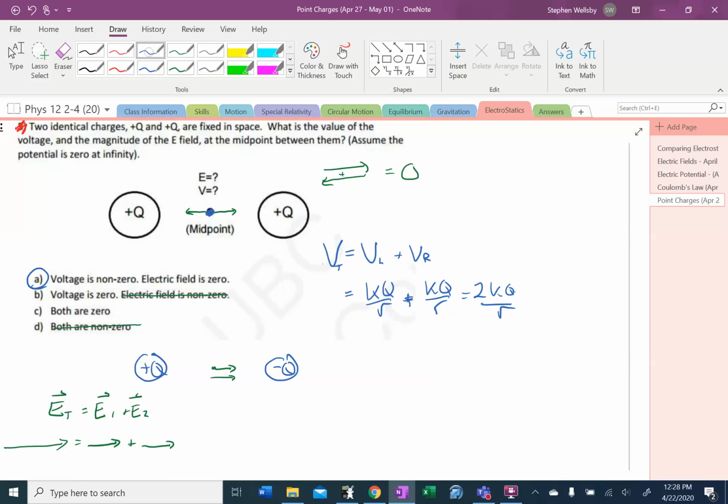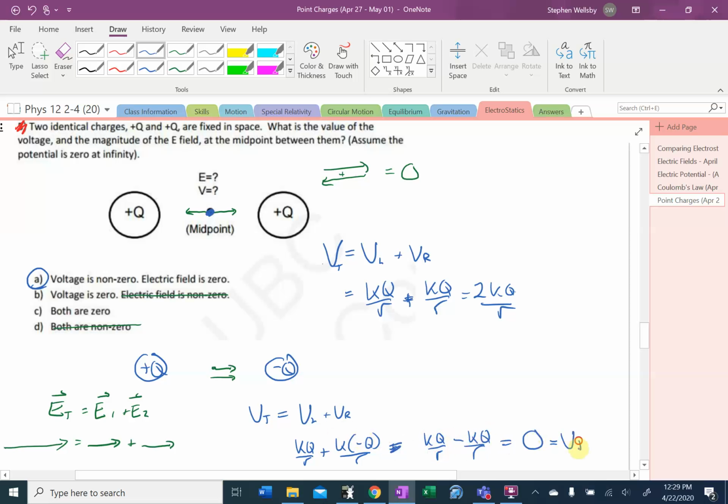What about for potential? Well, for potential, V total is going to be V1 or V left plus V right. This is going to be kq over r, and this is going to be k times negative q over r. Let's add these together. We have kq over r, I'm just going to move the minus sign outside, so minus kq over r. And what is this total amount going to be? Well, this is going to be 0. So in this case here, our total potential is going to be 0 for this scenario here.